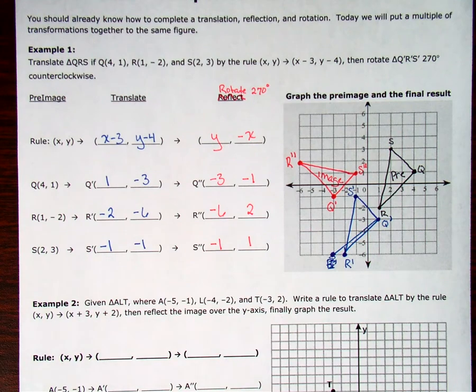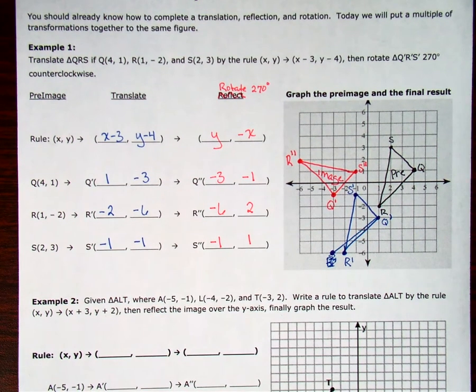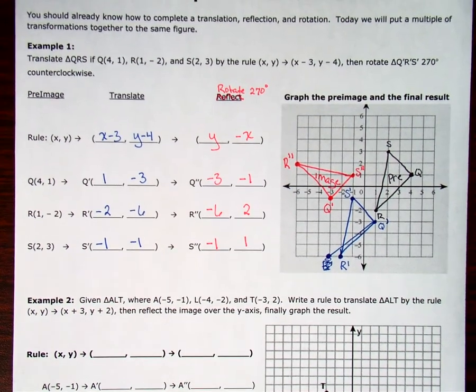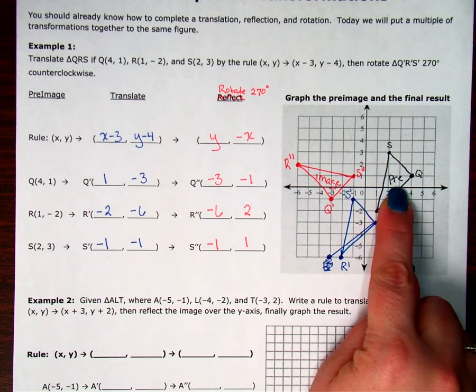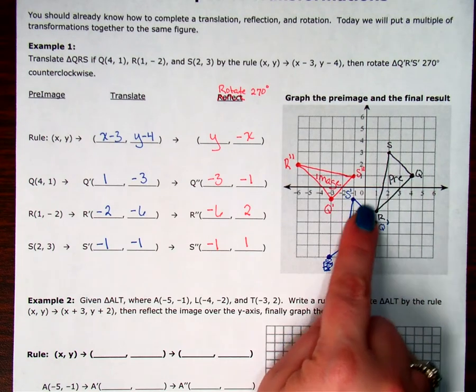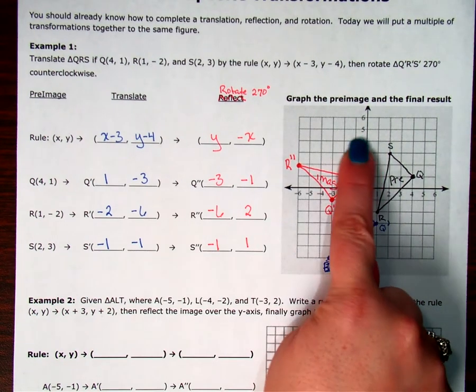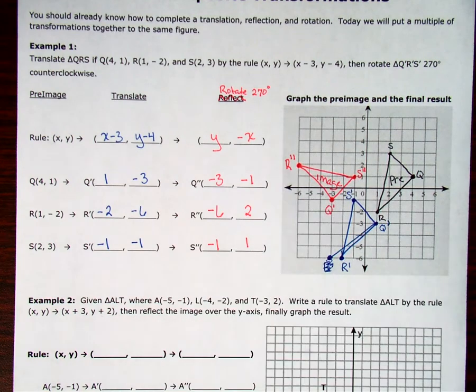Welcome back. We are still on Unit 8, Day 5, Composite Transformations. In the last video, we translated this pre-image triangle, and then we rotated it 270 degrees. So we translated it, and then we rotated it 270 degrees.